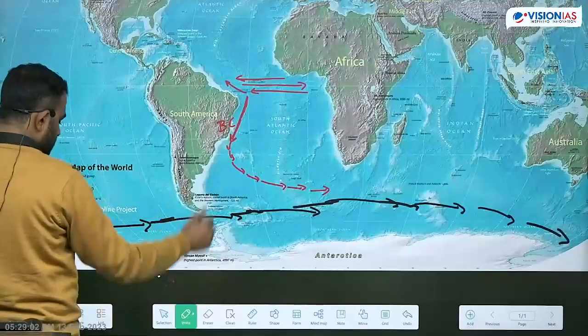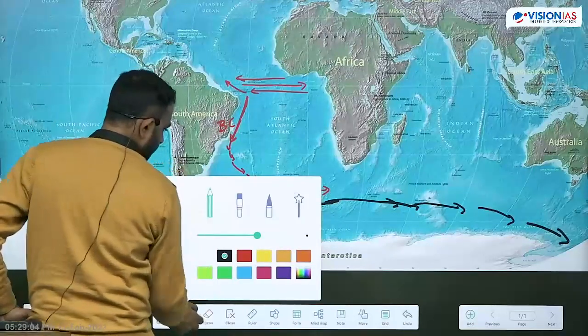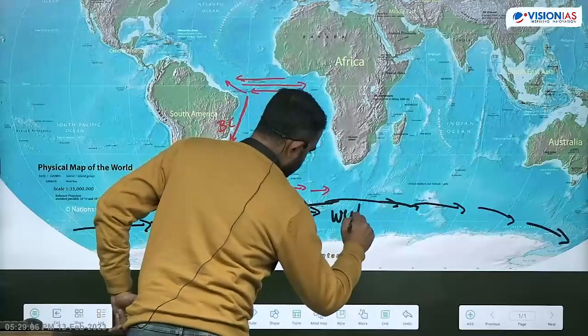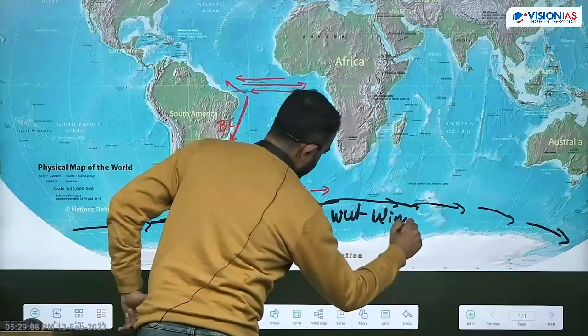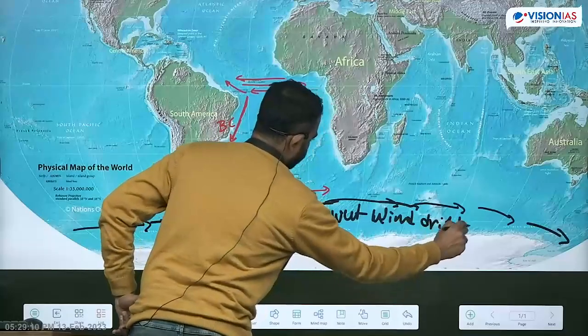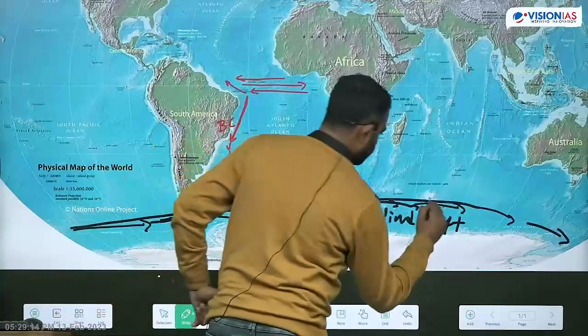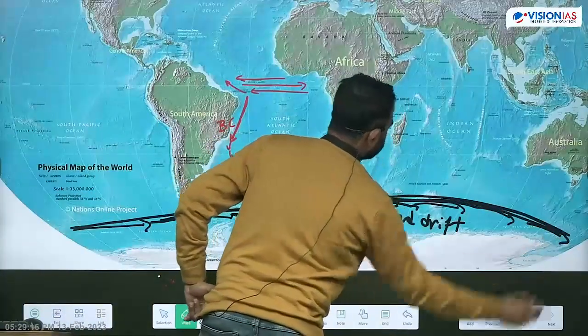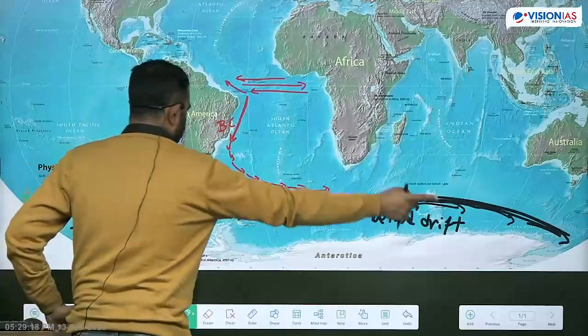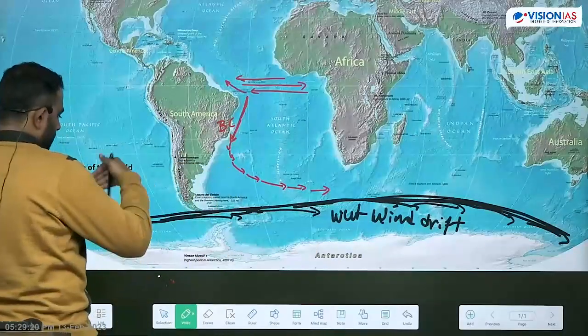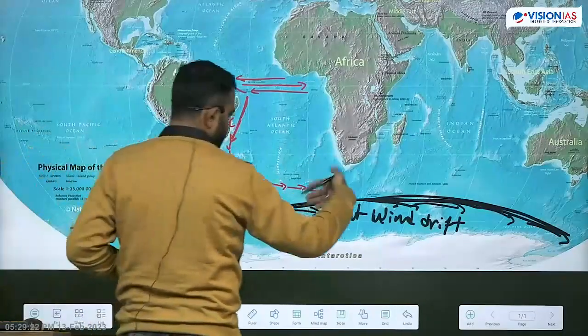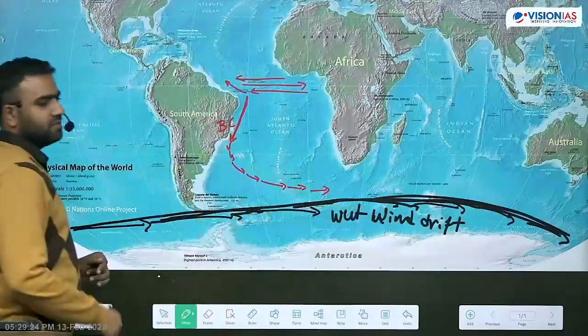So that is what is west wind drift. So west wind drift is one of the strongest cold currents in the world, and it circulates continuously around the entire continent of Antarctica and also the parts of Pacific Ocean, Atlantic Ocean, Indian Ocean. All of them are influenced by the west wind drift.